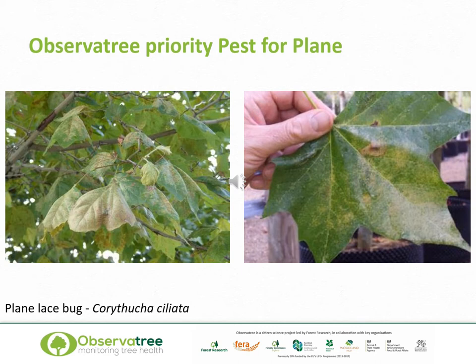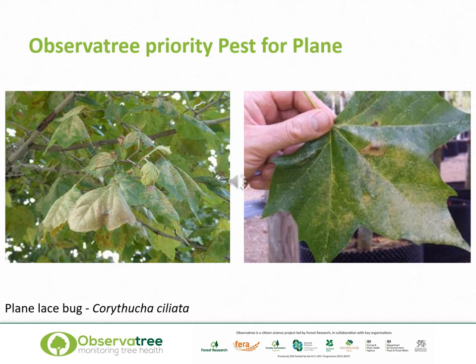The plane lacebug, also known as the sycamore lacebug, is an insect pest of plane trees. It can reduce growth and weaken affected trees, making them more susceptible to other pests and diseases. After several consecutive years of severe infestation, combined with other stress factors such as drought, the plane lacebug can cause mortality in plane trees, with young trees being particularly at risk.